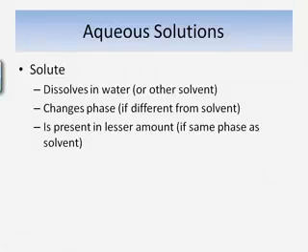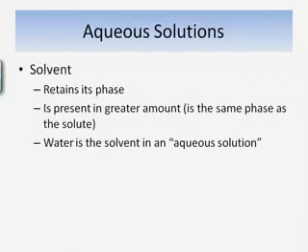When we're talking about solutions, they consist of two parts. One is the solute. The solute is the thing that is being dissolved. So like if I have a saltwater solution, the sodium chloride would be my solute. The solvent, the other part of the solution, is the thing that is doing the dissolving. Okay, so again, in a saltwater solution, the water would be the solvent.